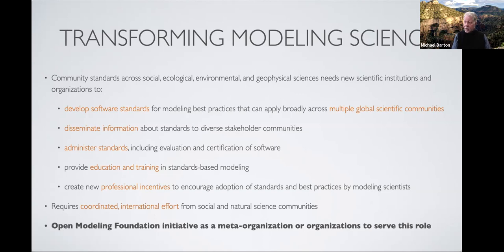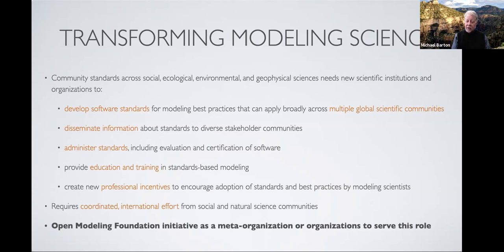And importantly, we need to somehow create the feedbacks of professional incentives to encourage and enable scientists to actually adopt standards, to do the extra work. Why is it worthwhile to model in a standardized way rather than however you want to do it, right? And so we need to create these kind of incentives to make it worthwhile. And this requires a coordinated international effort that spans social and natural sciences.